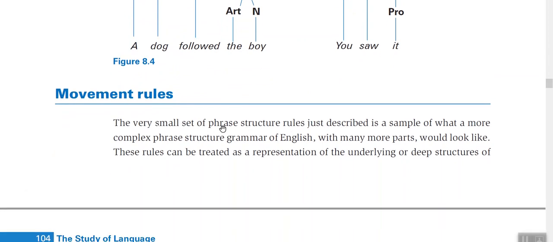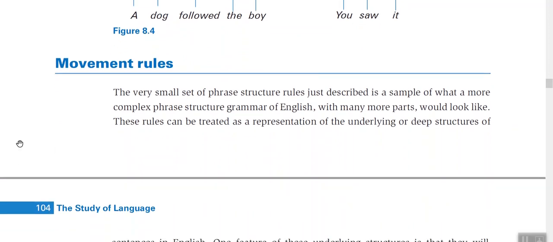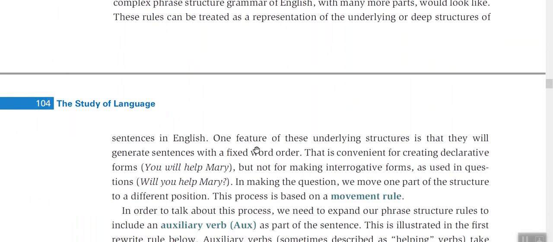Let's see. The very small set of phrase structure rules just described is a symbol or sample of what a more complex phrase structure of grammar of English with many more parts would look like. So these rules can be treated as a representation of the underlying or deep structures of sentences in English. One feature of these underlying structures is that they will generate sentences with a fixed word order, thus convenient for creating declarative forms. Okay.